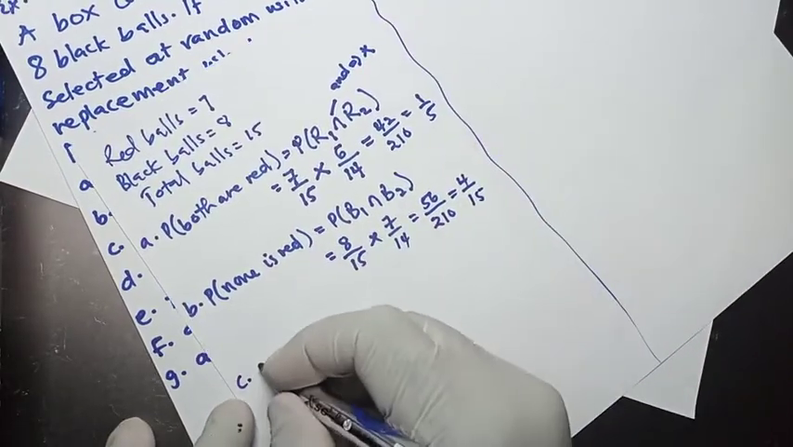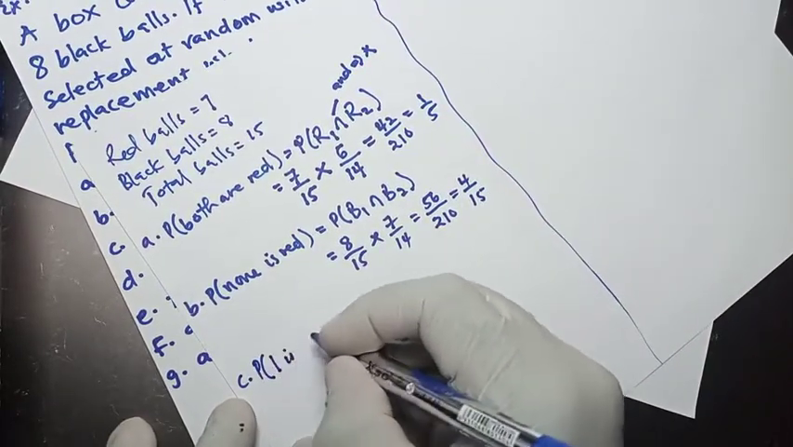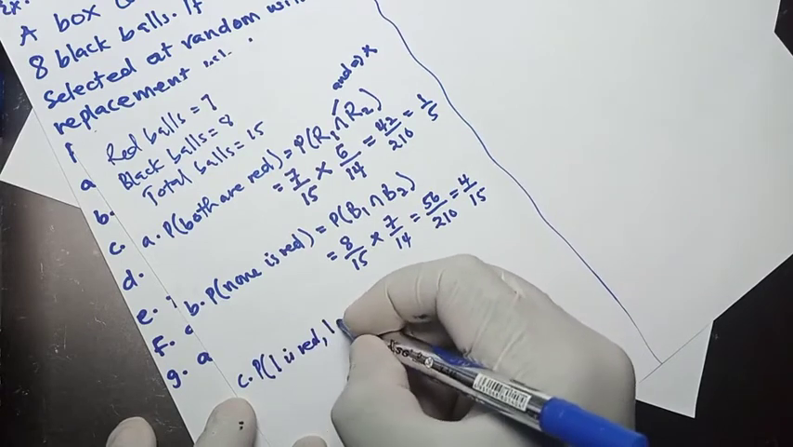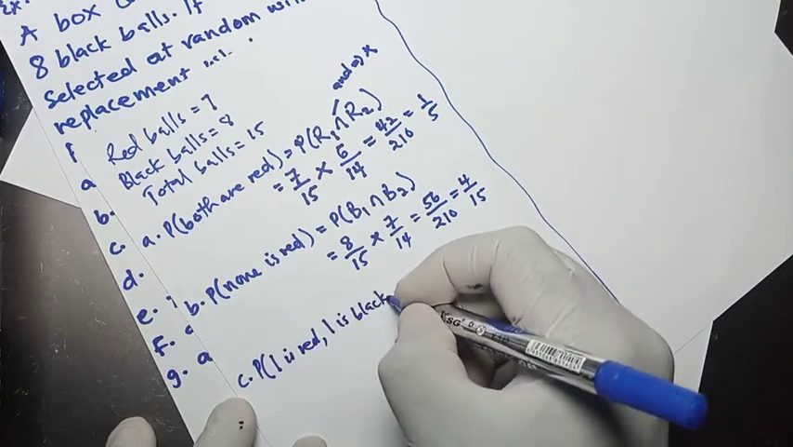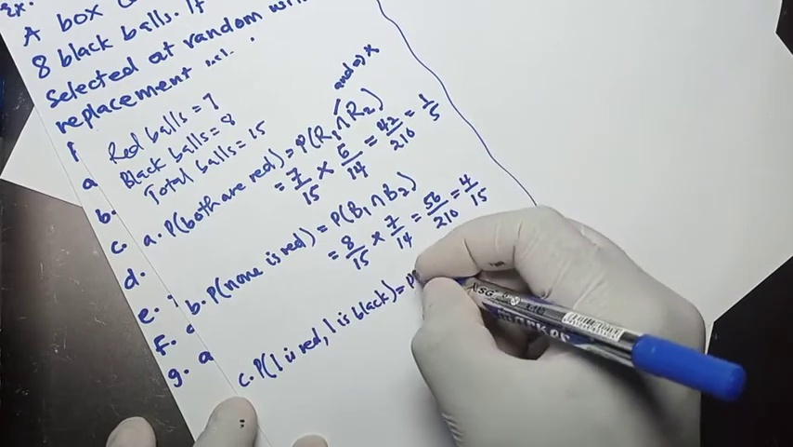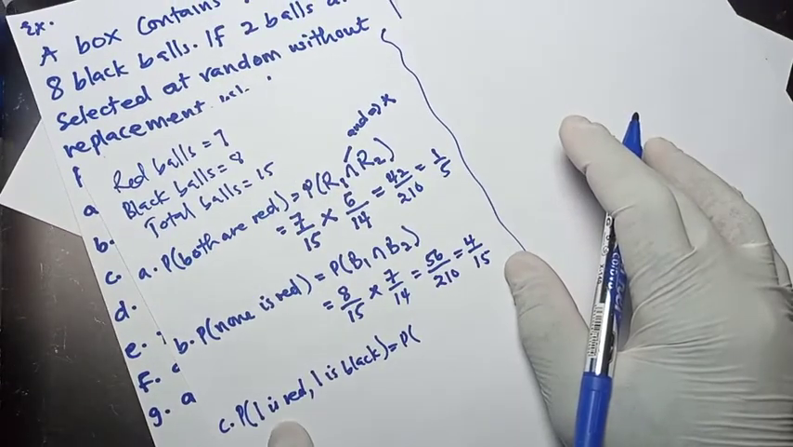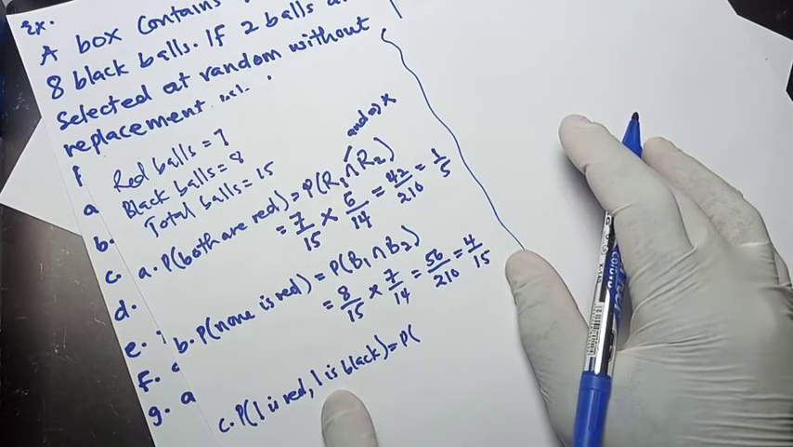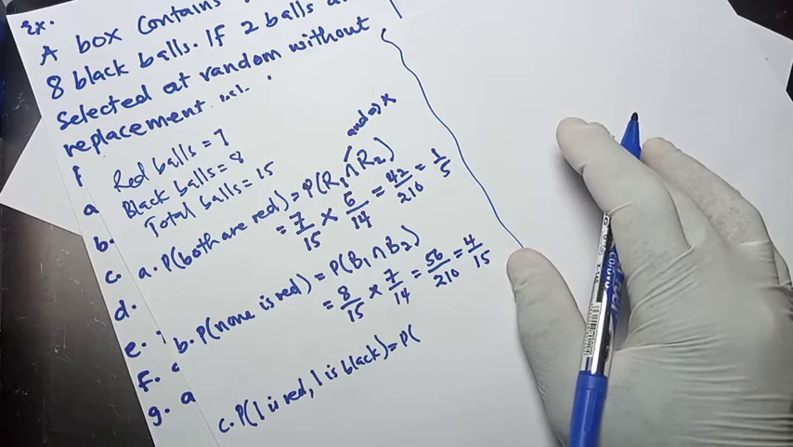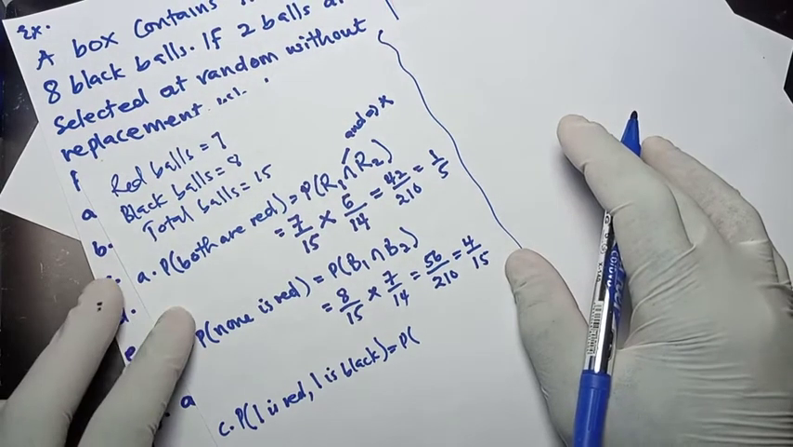1 is red, so we have the probability: 1 is red, then 1 is black. Now we need to be careful with this type of questions. They are saying 1 is red, 1 is black. It doesn't mean the first is red and then the second is black. They are just saying 1 is red and what? 1 is black.